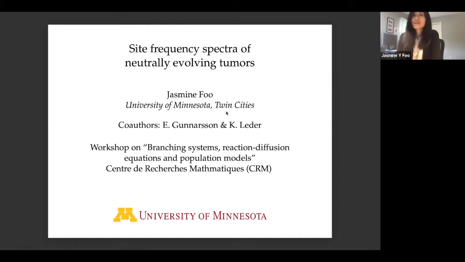So the goal of today's talk will be basically to tell you all about how we can leverage some analyses of branching process models to interpret tumor genomic data. So it'll be a pretty applied talk. And I also will get into some of the limitations and challenges of looking at real data.